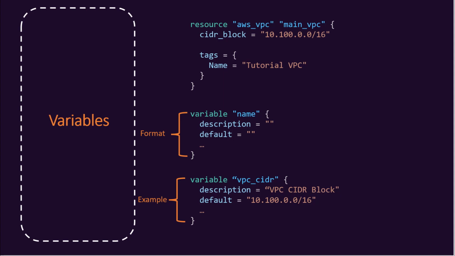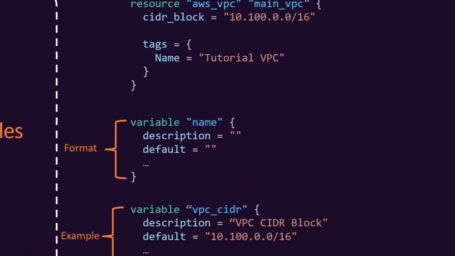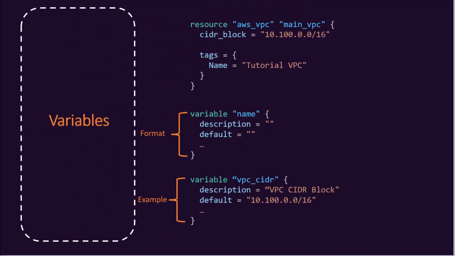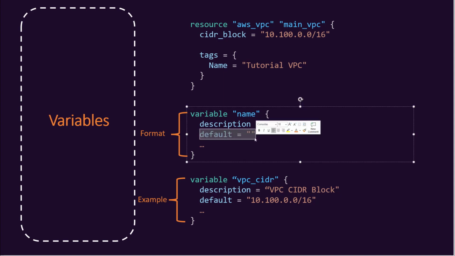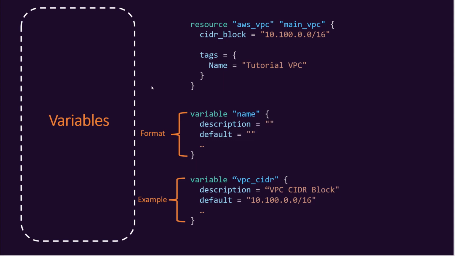Just type the keyword variable, give it a name, and we can add some items, for example, description. What is this variable for? Also, we can define a default. If we don't define the default in the variable, when we run the Terraform code, it will ask for the content. Let's create the first variable, and after that we can play with it and see what happens.